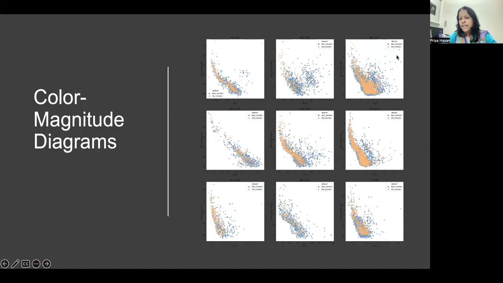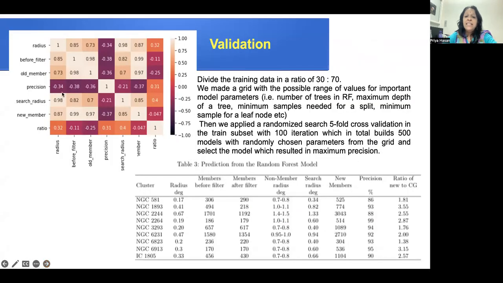And the color magnitude diagrams you can see are visibly enriched. Orange ones were the original ones, and then the blue ones are the ones which we added using our data. So you can see that we can very well see these additional stars which were not noticeable in the earlier case. We validated this by dividing the training set in the ratio of 30 to 70 to actually look at what our retrieval rate was. And with that, we have a retrieval rate, and we define the precision. This is the ratio of our members to the Cantat-Gaudin members, where we've enriched it by 2 or 3 times.